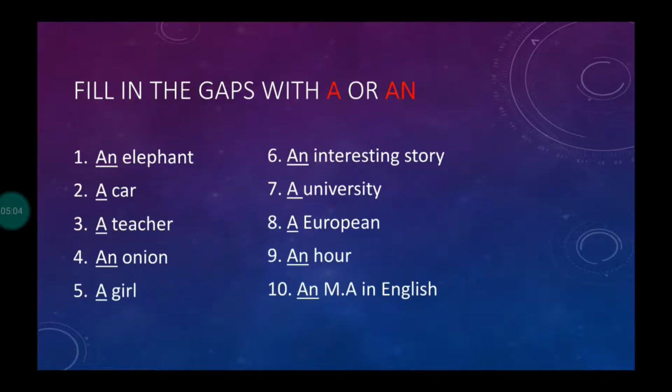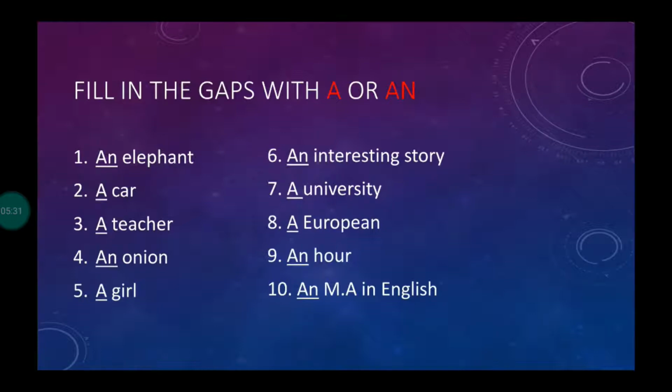Now over here the same exercise, I'm giving you the answers. An elephant because the sound is a vowel sound. Then a car because it is a consonant. A teacher, t is a consonant, so it's a teacher. Onion, it starts with an o which is a vowel sound, so an onion. Then girl, g is a consonant sound, so it's a girl.